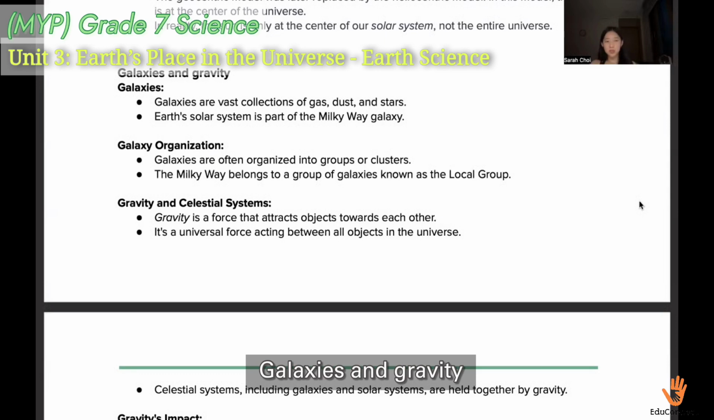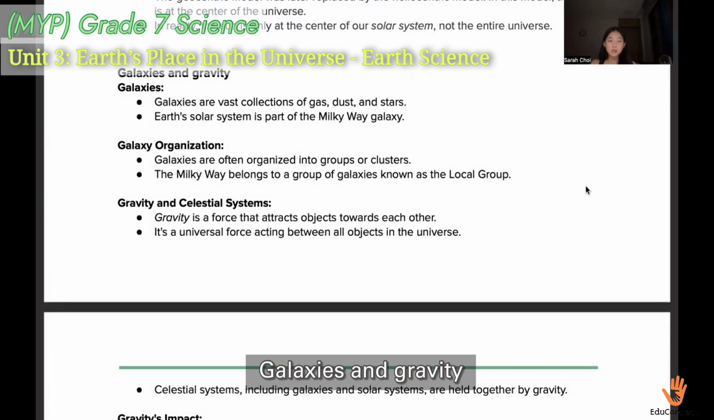So what is the organization of galaxies? Galaxies are often organized into groups or clusters, and the Milky Way belongs to a group of galaxies known as the local group. So the Milky Way is just one galaxy out of the local group cluster.